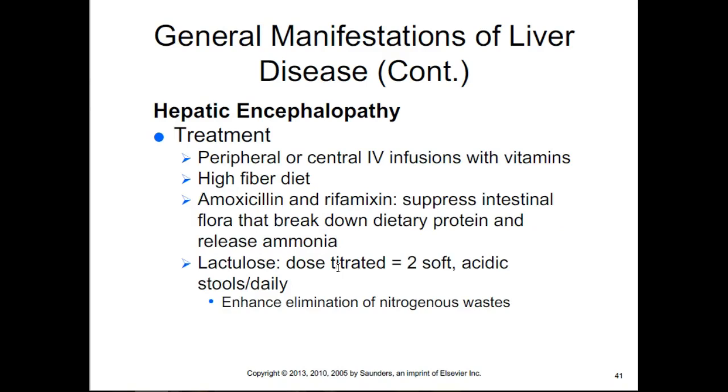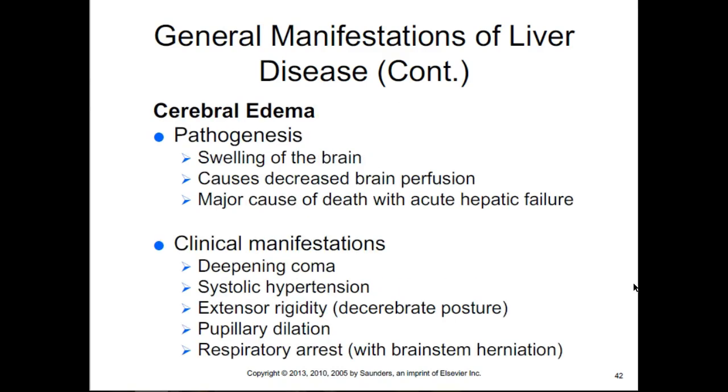All right, so then treatment, right? You're going to get some peripheral or central IV infusions with vitamins, high fiber diet, right? Because that means that you're not going to be making any of those, or not transporting any of those vitamins efficiently, a high fiber diet to replace the protein from the diet, right? And amoxicillin and rifamycin, right, to suppress some of the intestinal flora that break down dietary protein and release ammonia, and lactulose, which is dose titrated to two to three soft, acidic stools per day. So that's what we're looking for, right? So elimination of nitrogenous waste.